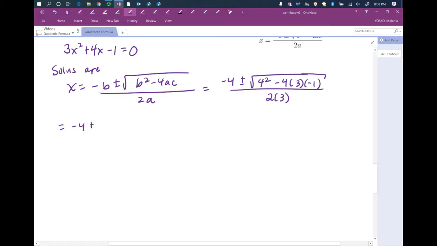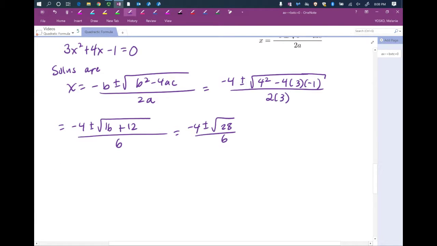So we get negative 4 plus or minus the square root of, well, 4 squared is 16. And here, be very careful. You have negative 4 times a 3 times a negative 1. So 3 times 4 is 12, right? But you have a negative times a negative, you get a plus 12, and the denominator is 6. So far, so good? Okay, so then we have negative 4 plus or minus the square root of 16 plus 12, so that's 28, over 6.